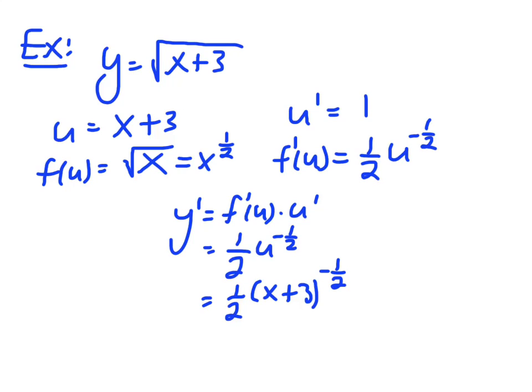Now, if you want to get rid of that negative exponent, remember that all you need to do is take it to the bottom. So it becomes 1 over, and then I have the 2 part. And if it comes to the bottom, it becomes x plus 3 all to the positive 1/2. And since it's just an exponent of 1/2, it becomes root x plus 3.